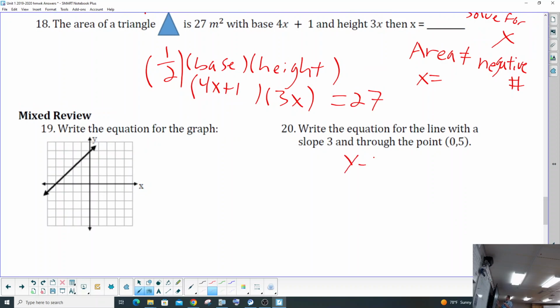So the mixed review: y equals mx plus b. Here we go, factor that one, good. Factor this one, we're just practicing more factoring. And then this one, use the formula: y minus y1 equals the slope times x minus x1. This one, there's your y-intercept, you should be really good at these by now, I hope. And then there's your slope, we're going up one.